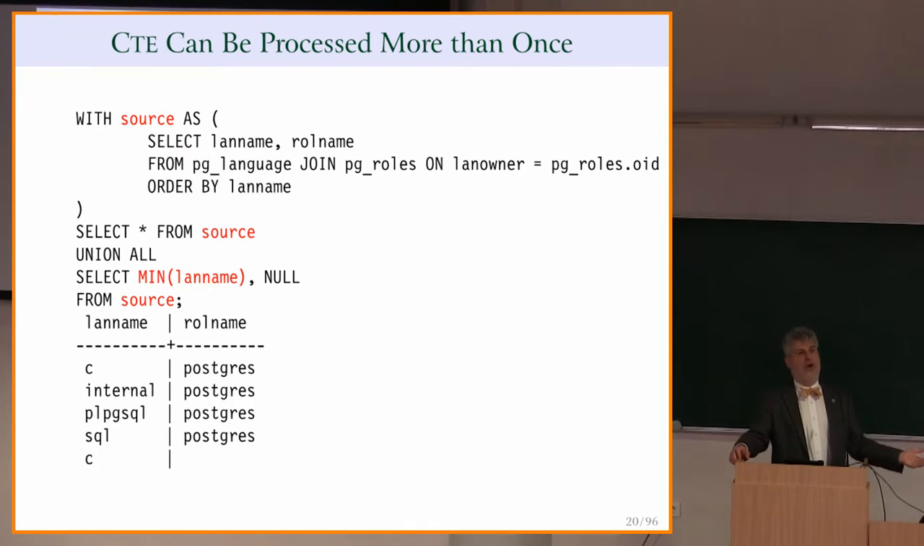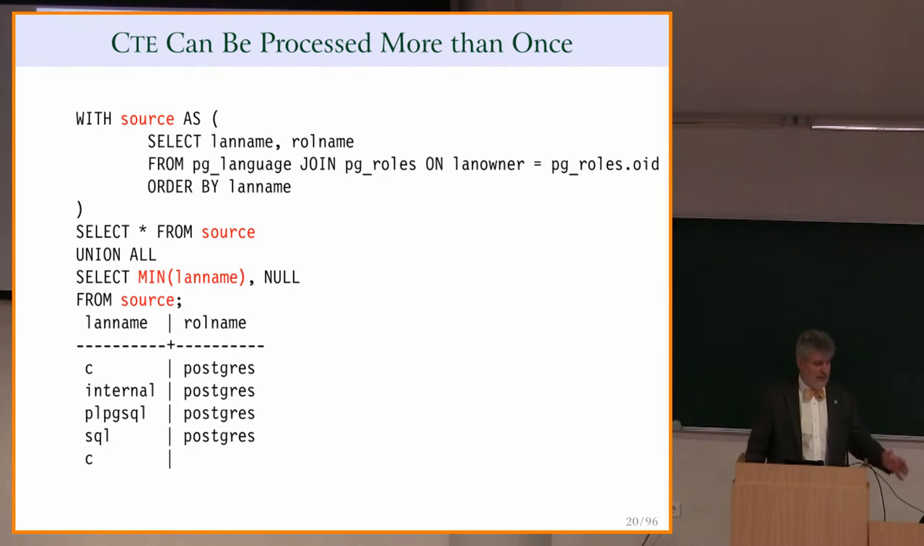we want another row added to this output. We just want another row, and I'm going to figure out the other row. I want to know the minimum language name in my previous output. I don't know why you'd want to do this, but you can imagine some cases.